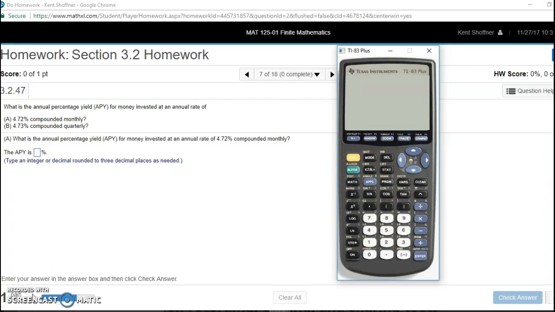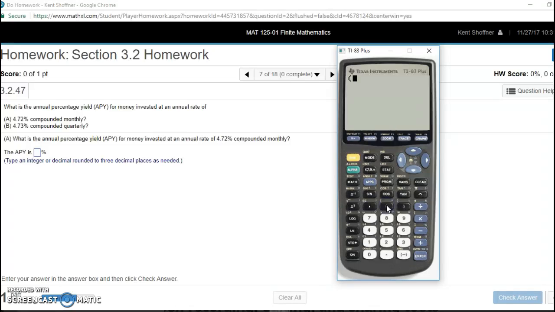So, to do this problem, I have to know what the interest rate is. They told you the interest rate is 4.72%. It tells you how many times it's compounded. So that's all you really need to do. So, you plug in your calculator like this, and you have to make sure you put enough parentheses, or you have to force the calculator to do order of operations, your choice.